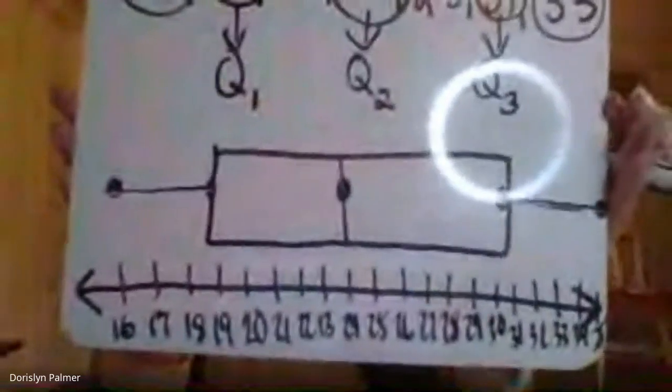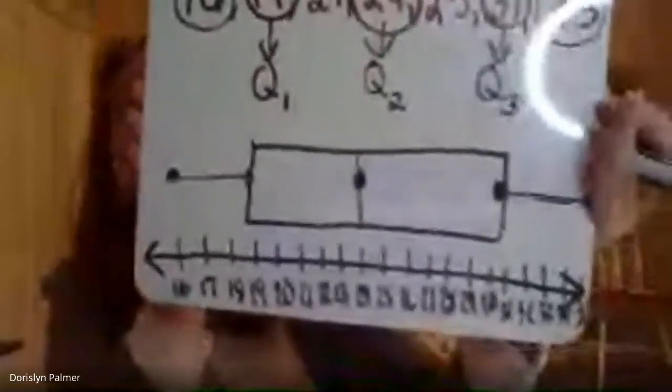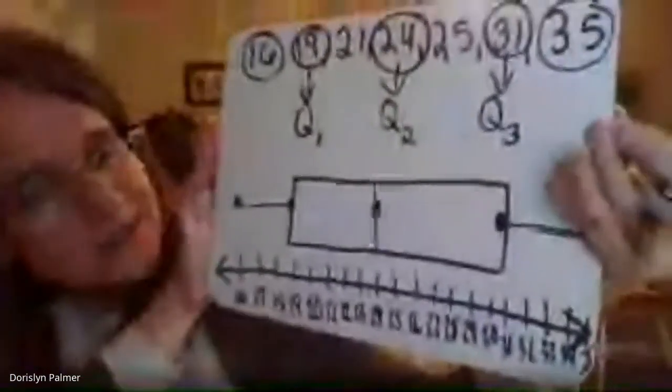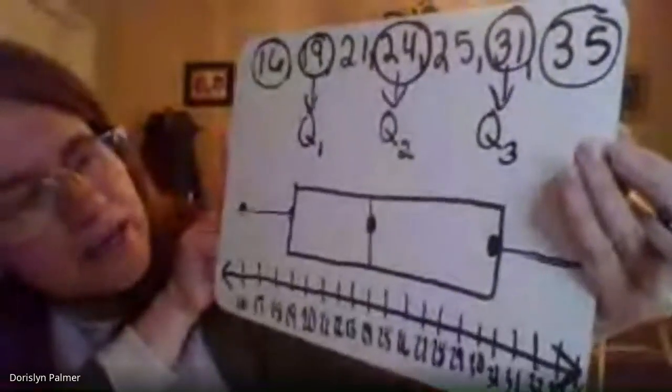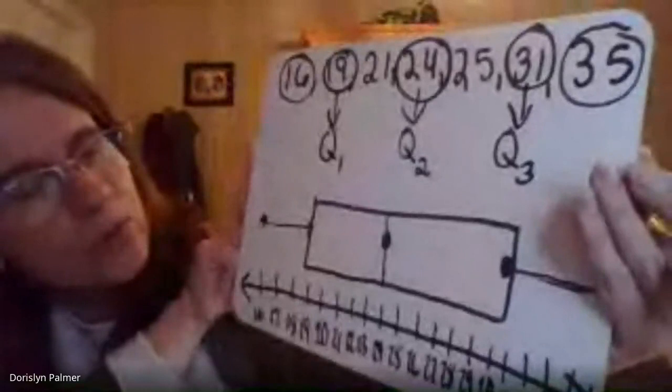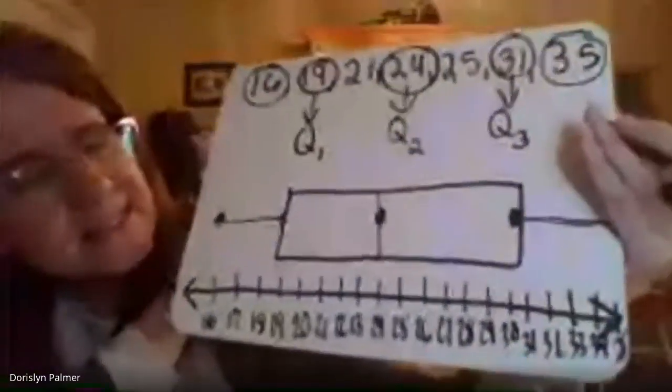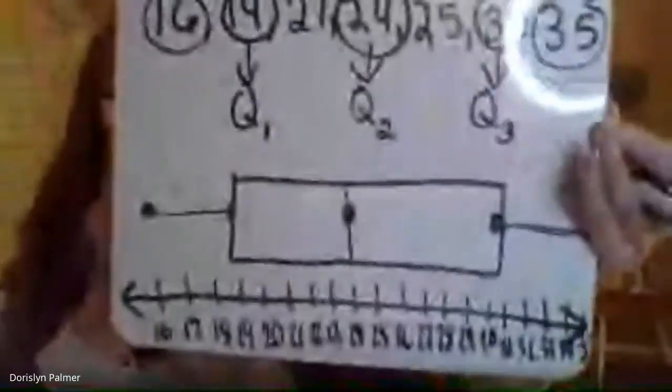And next, make your whiskers. Mine looks not like that. Okay. So this actually shows a lot of things. If I were looking at this box and whisker plot, I could say, oh, the median is about 24, and I could see my least and my greatest, right?